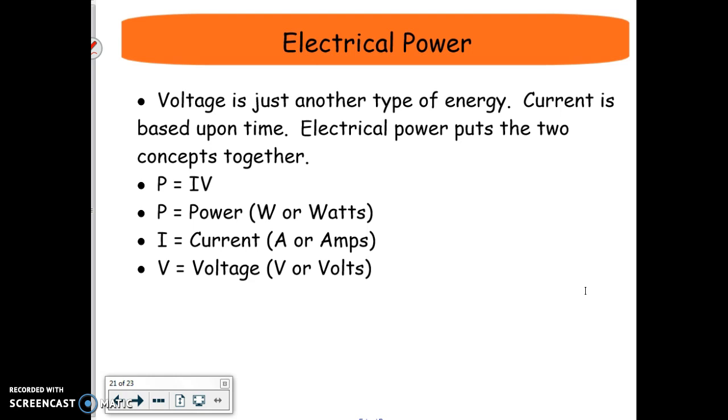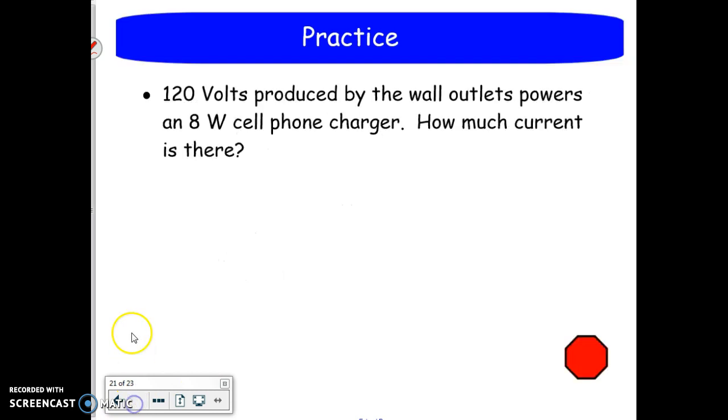Voltage, by definition, is just another type of energy. Current is based upon time. We've talked about energy over time, and that's power. So electrical power puts these two things together. This right here is the last equation for our chapter. P equals VI or IV. P stands for power, as you guys may remember, W or watts. I stands for the current, and V stands for the voltage.